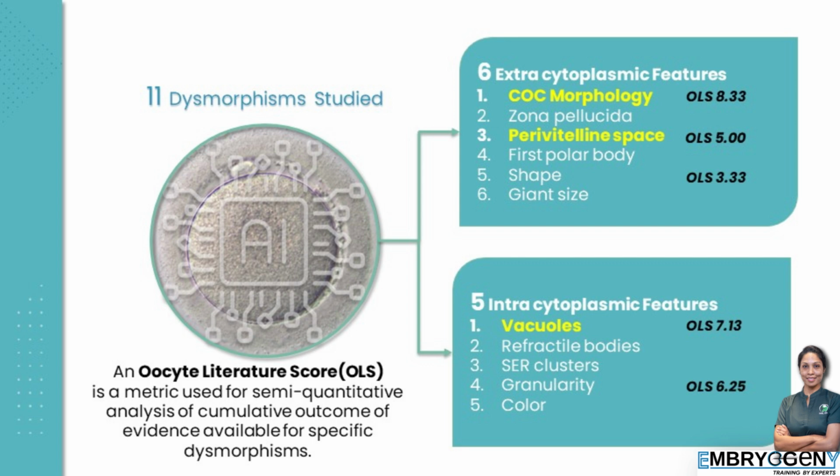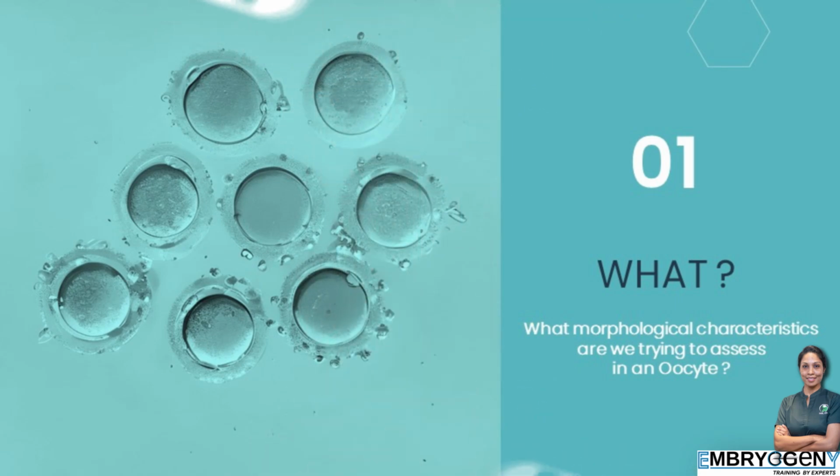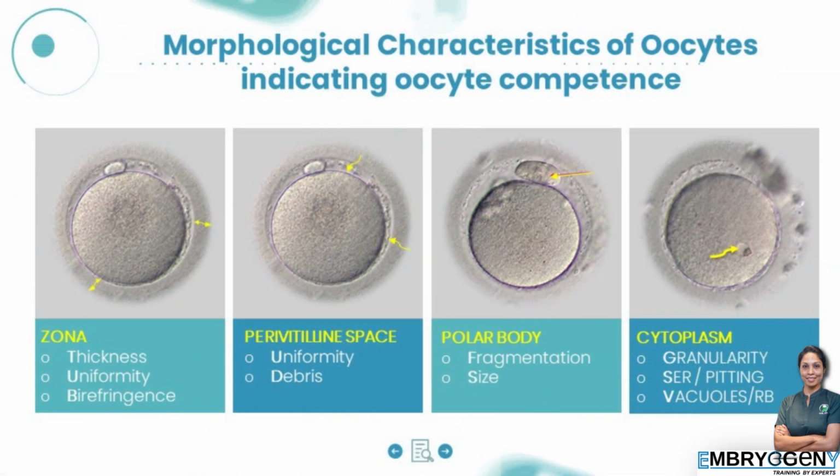So we can conclude with fair degree of confidence that there are some morphological characteristics that do indicate the competence of oocytes. Let us quickly see what these are. So zona uniformity, thickness and birefringence, the PVS uniformity and presence or absence of debris in it, fragmentation and size of polar bodies, cytoplasmic granularity and presence of vacuoles, pitting, refractile bodies or SER.